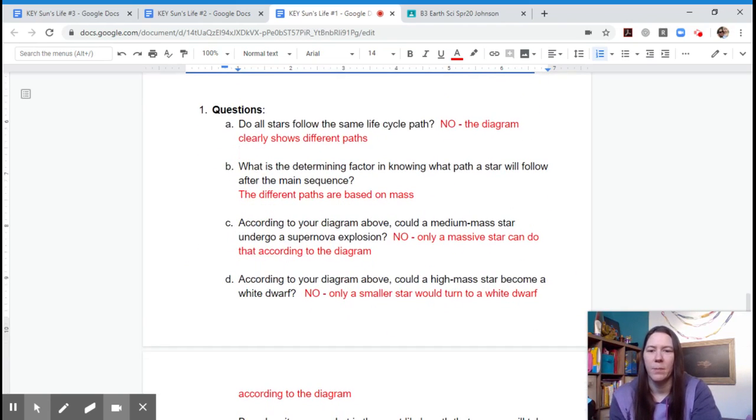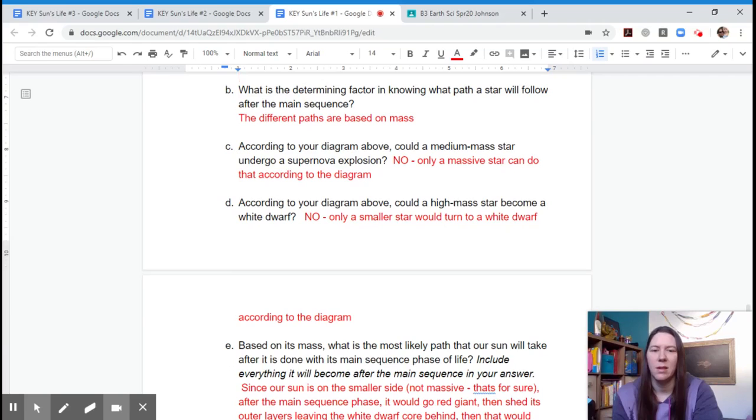And then, according to the diagram, could a medium mass star undergo a supernova? Nope, that is only something really big stars can do. D, a high mass star could never become a white dwarf. Again, a smaller star fizzles out as a white dwarf and then a black dwarf. A high mass star dies dramatically.